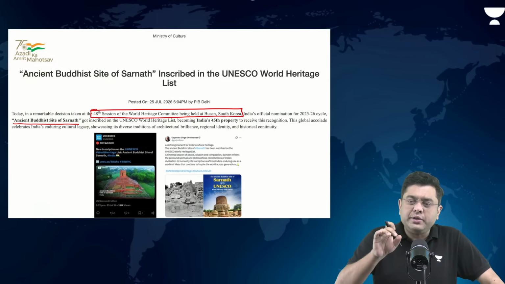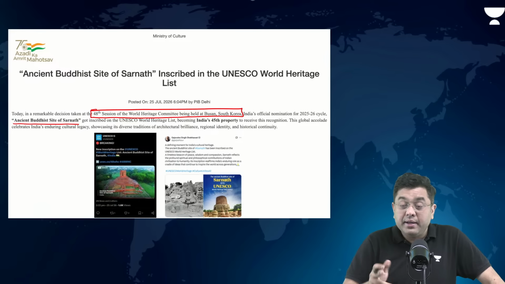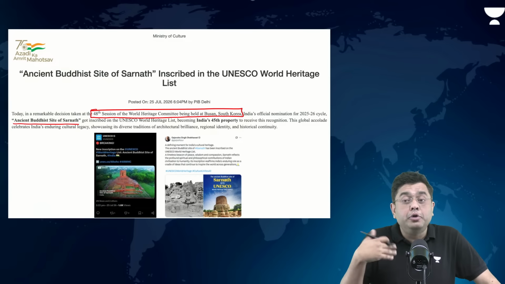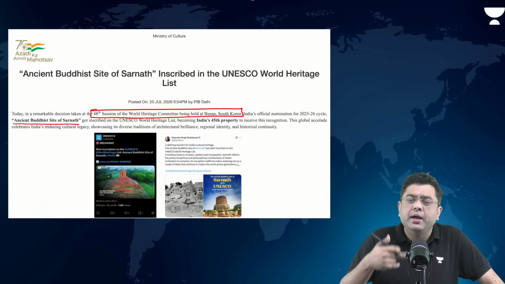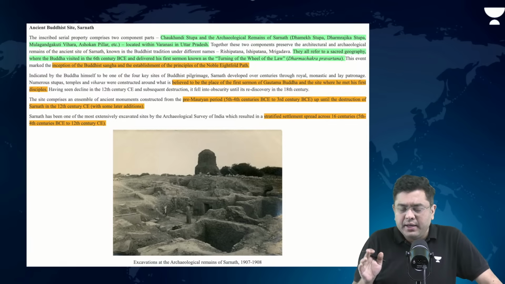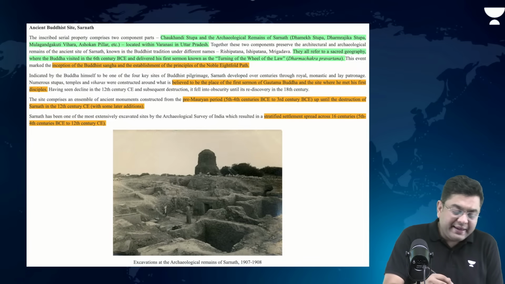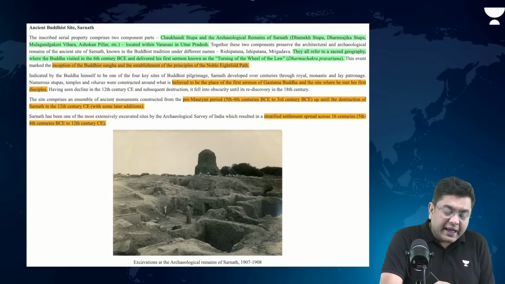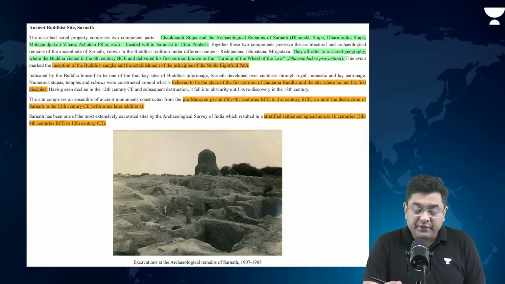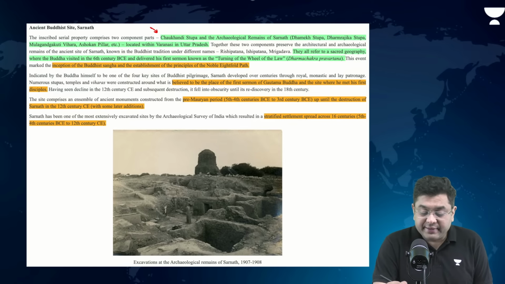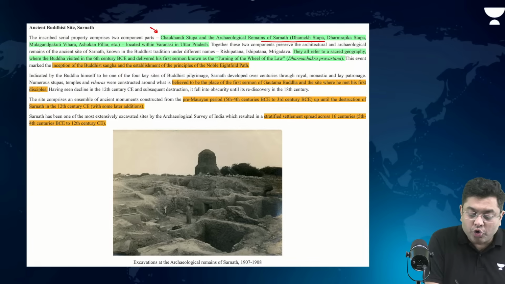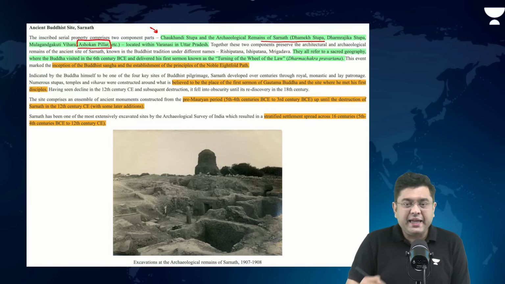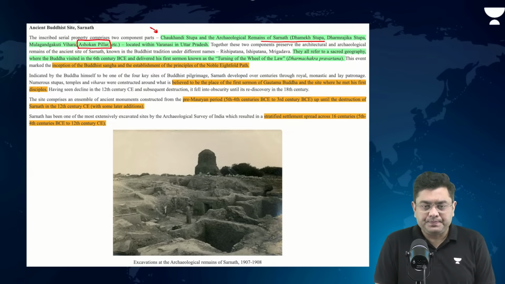Don't expect a question on which of these have been added. You can have questions associated with Buddhism being asked in the portion of your ancient history and art and culture that is associated with Sarnath, right? So here it basically has inscriptions and it comprises two component parts, that is the Chaukhandi Stupa and the archaeological remains of Sarnath. Right. Now, it is here that you also had the case of the Ashokan pillar, which became the national emblem.